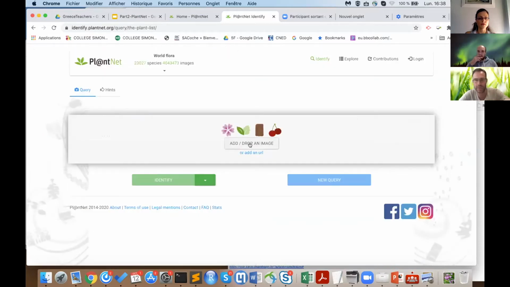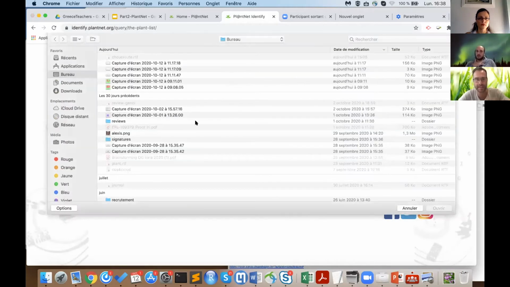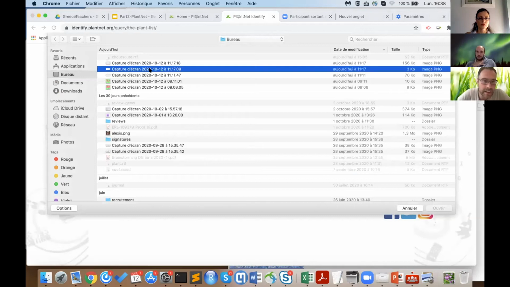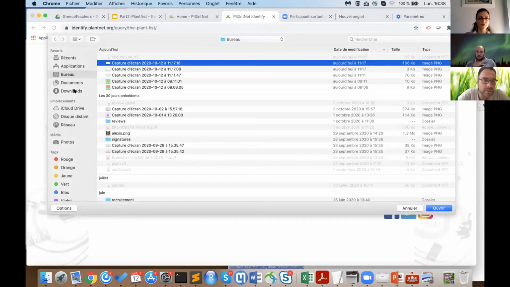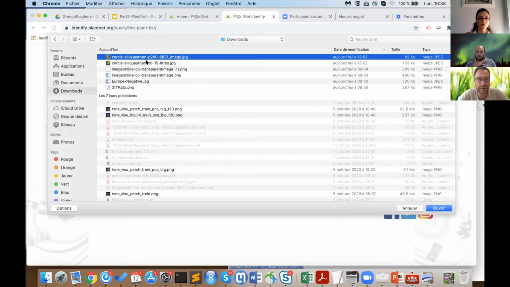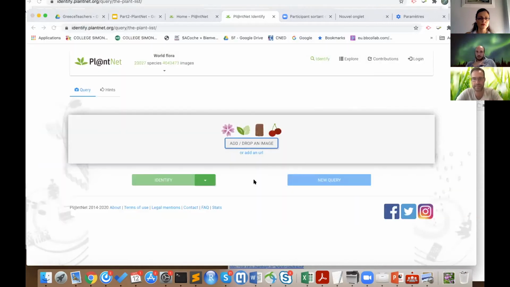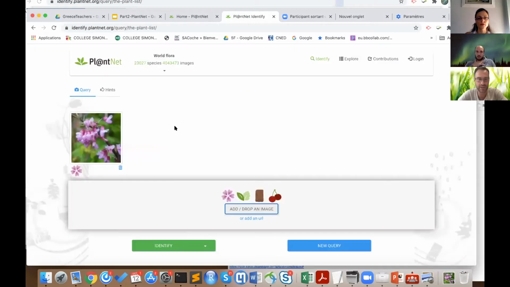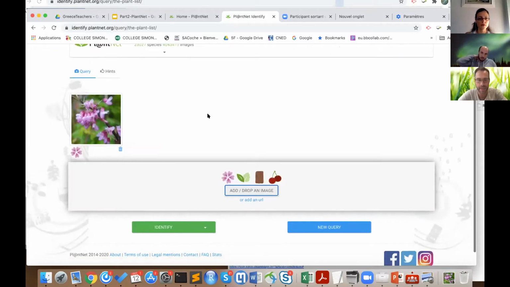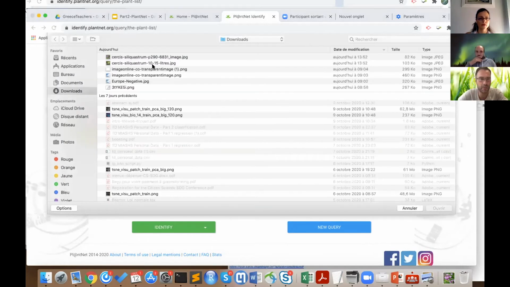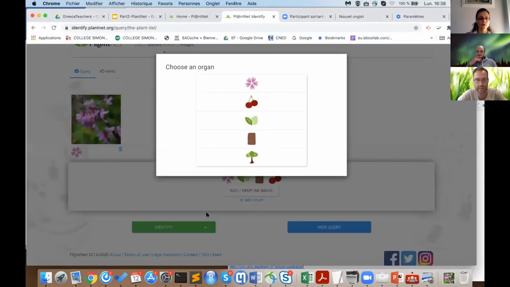What you have to do is to provide one or several images of the plants that you want to identify. Here it's the web version, so I cannot take a picture with my laptop. I will have to choose an image on my disk. And here I have chosen one example of the plant Pierre was talking about, which is Cercis siliquastrum. Okay, so I can upload one first image, and then I can add another one, illustrating the leaf.